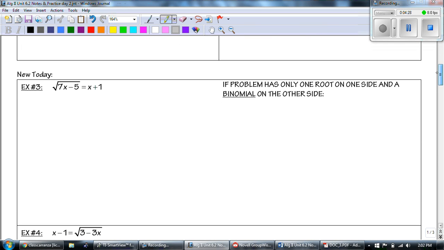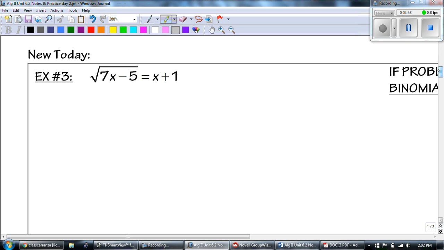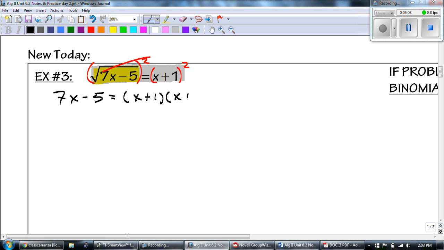Okay, so today it looks a little bit different, because there's another x over here, and I gotta know, what do I do? Well, the rules are, as we look at this, I want my square root by itself. And if the square root's by itself, to cancel it, I need to square, and I'm going to square both sides. So those cancel, and I'm left with 7x minus 5 equaling x plus 1 times x plus 1.